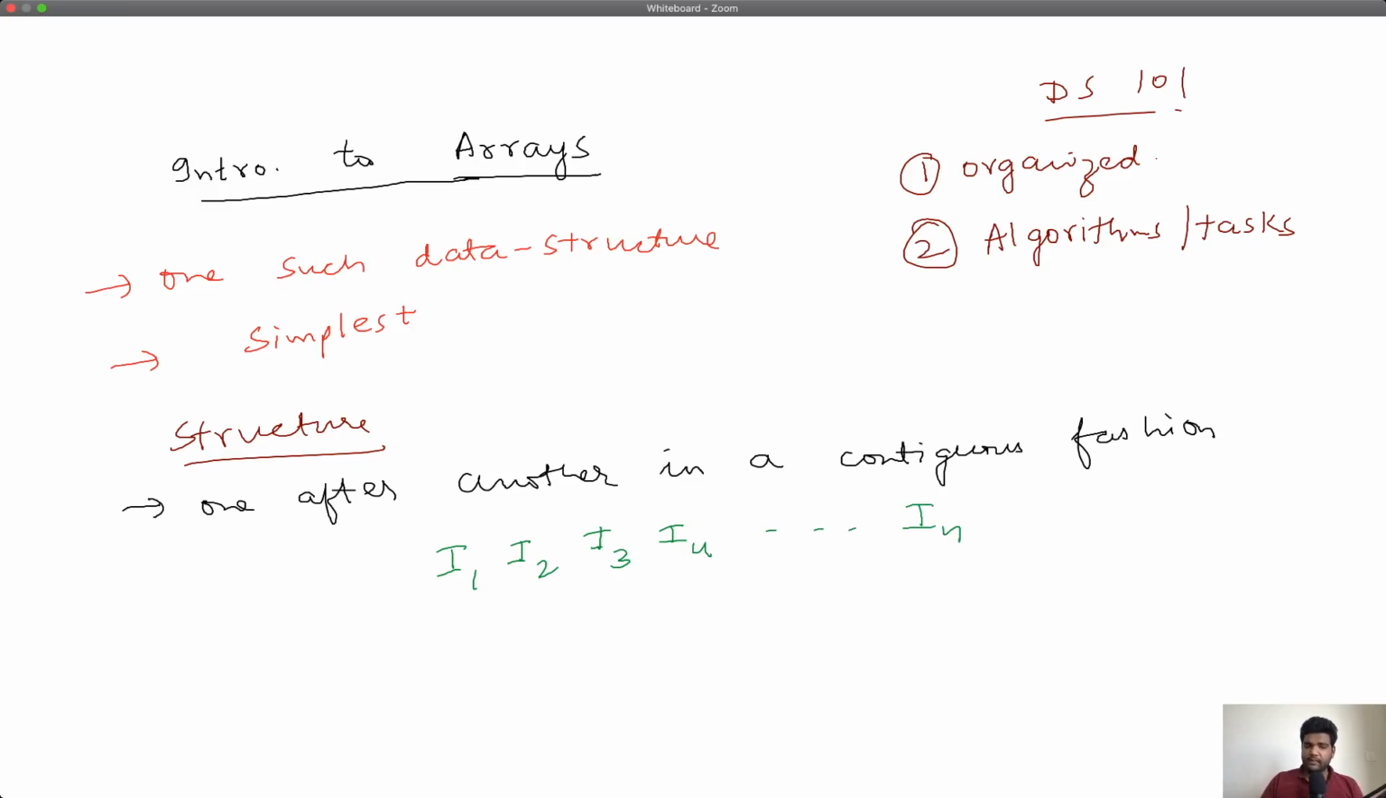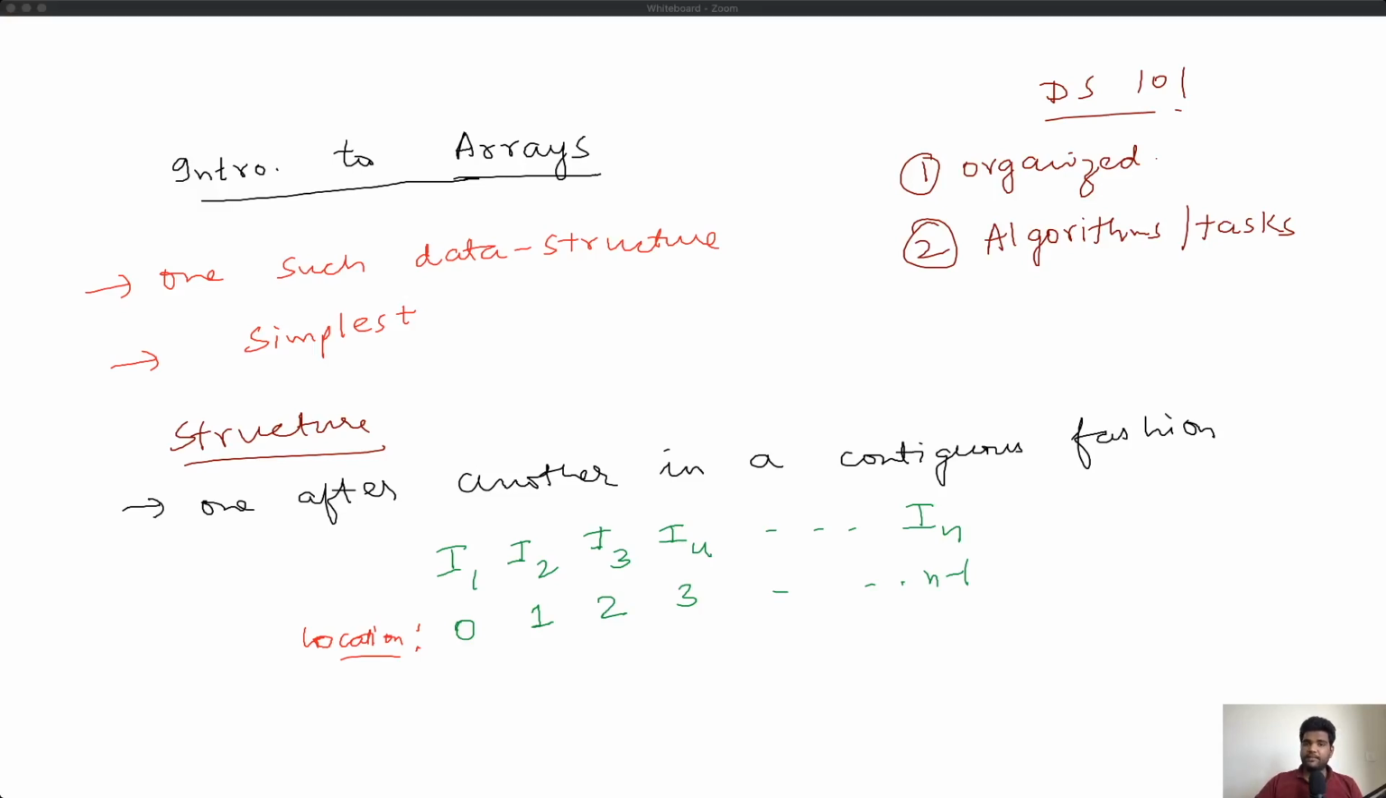So you know that item 1 is located at position 0 or location 0. Item 2 is located at location 1. Item 3 is located at location 2. Item 4 is located at location 3, and so on. And item n is located at location n-1. So we just know this. Very simply, we just organize the items one after the other. Why? What is the benefit of doing that?